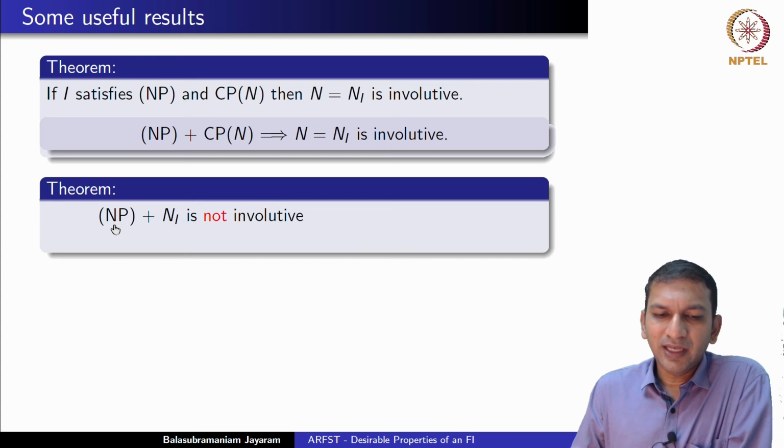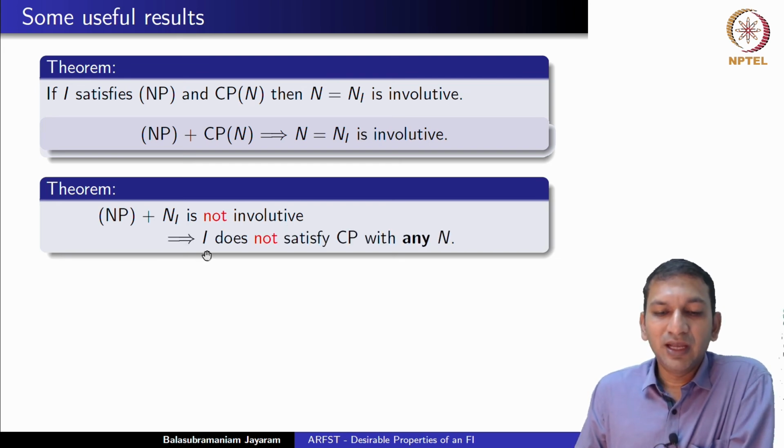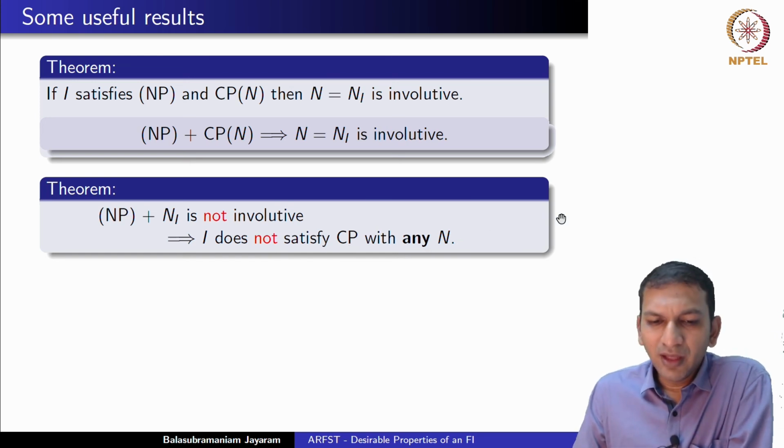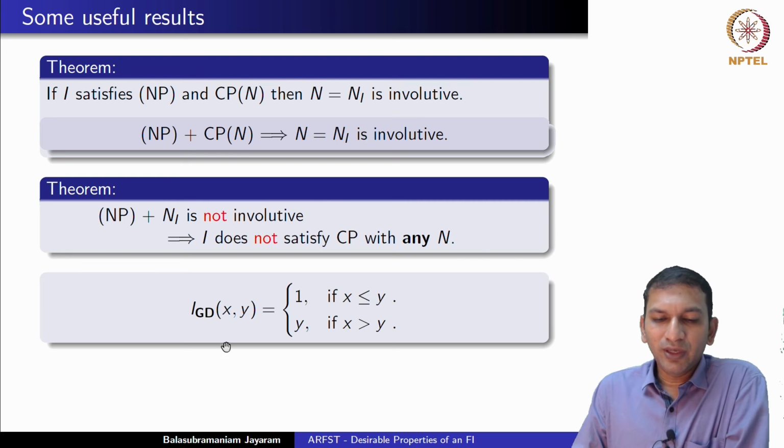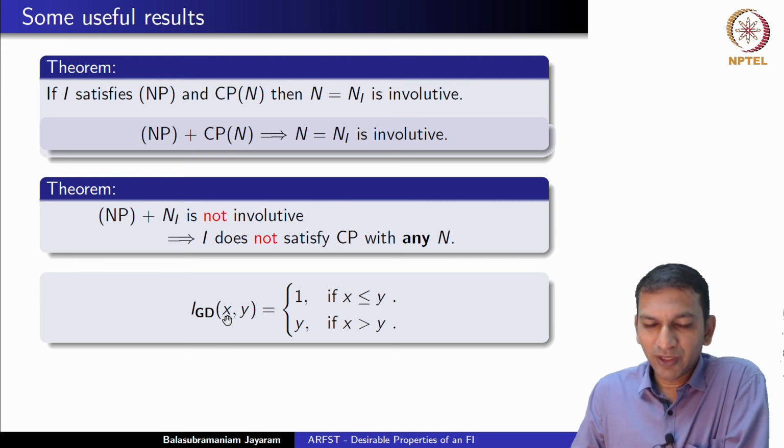Another result says that if an implication has the neutrality property and its corresponding natural negation is not involutive, then we have a much stronger result which says that I does not satisfy contrapositive symmetry with respect to any negation N. Now, if you take the Gödel implication, we know that it satisfies the neutrality property. When x is equal to 1, it is y. However, what happens to its natural negation?